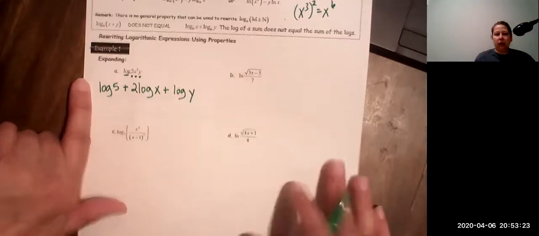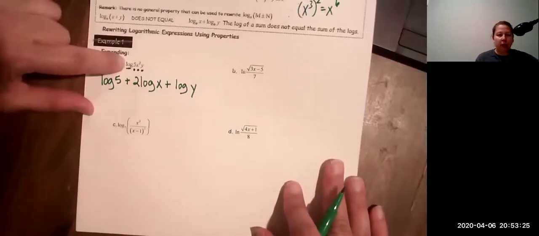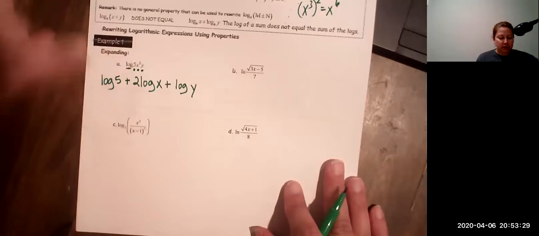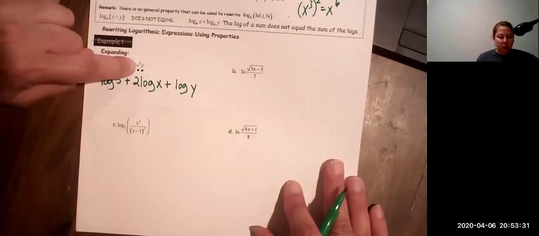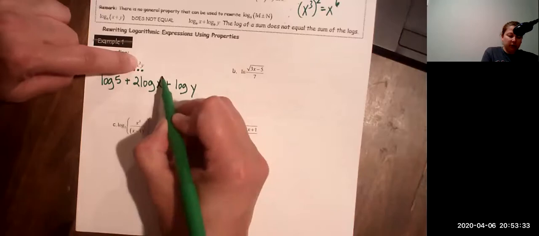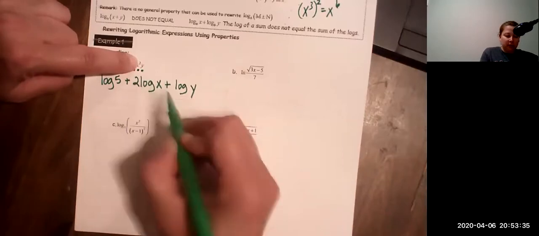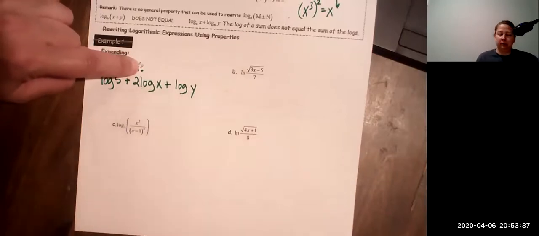Take a second and look at that. If you want to expand this logarithm, it's log of 5 plus log of x squared, but instead of putting the squared here, it jumps to the front, and then plus log of y.